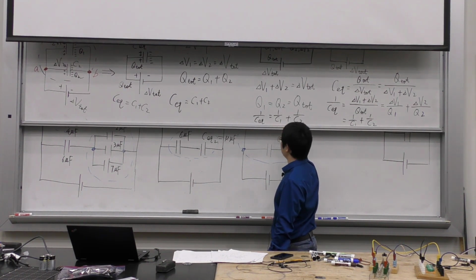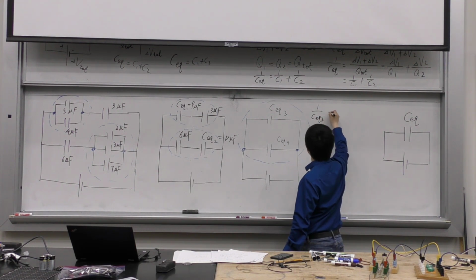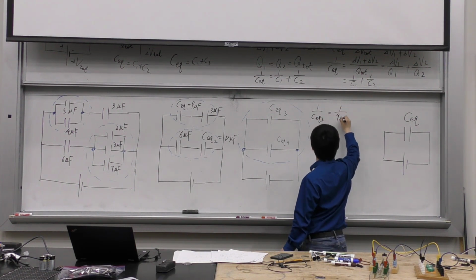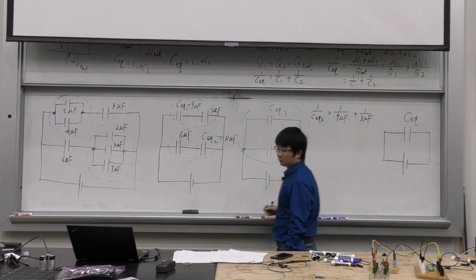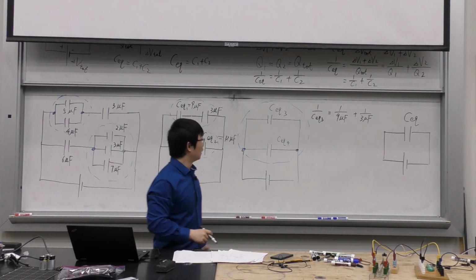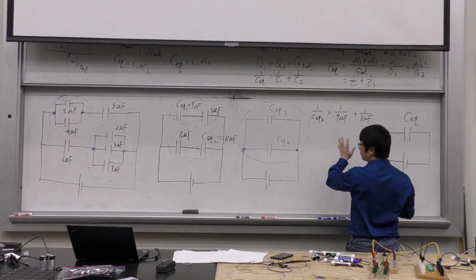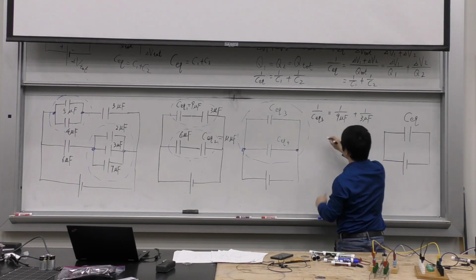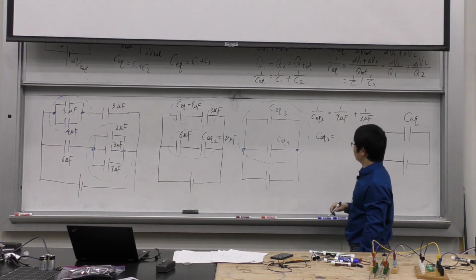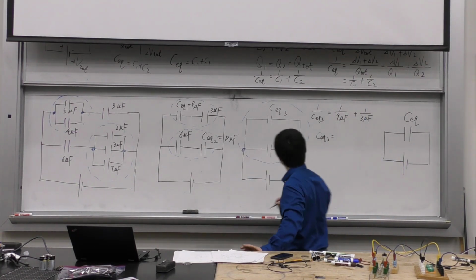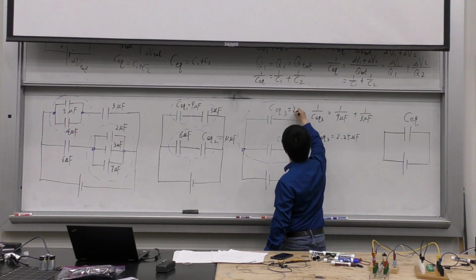So you cannot just add them up. For example, CEQ3, 1 over CEQ3 is going to be 1 over 9 plus 1 over 3, right? Then add them together. Don't forget to take the inverse again. Some people make this mistake: they add these two numbers together and just write CEQ3 equals that number. No, you have to take the inverse of this number again. So CEQ3, I got as 2.25.